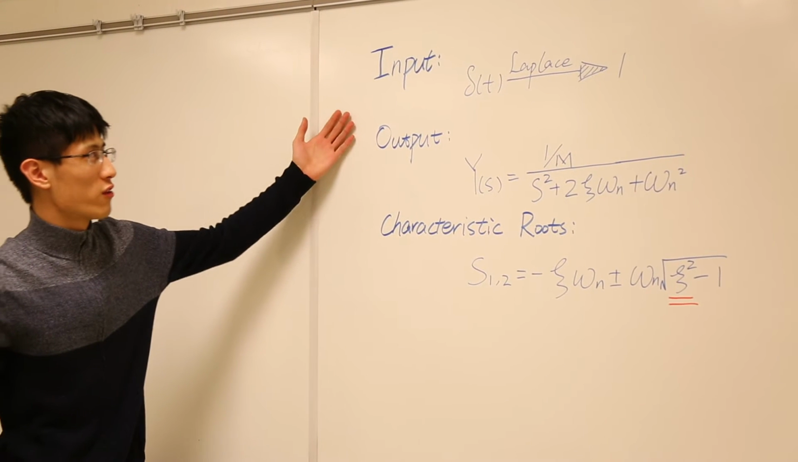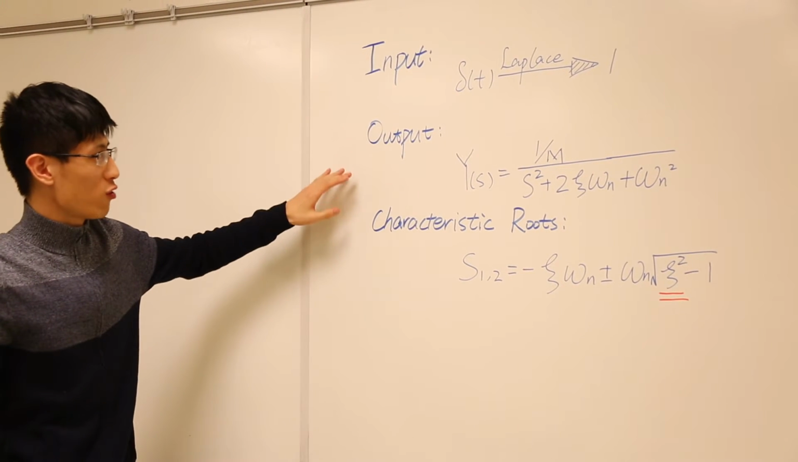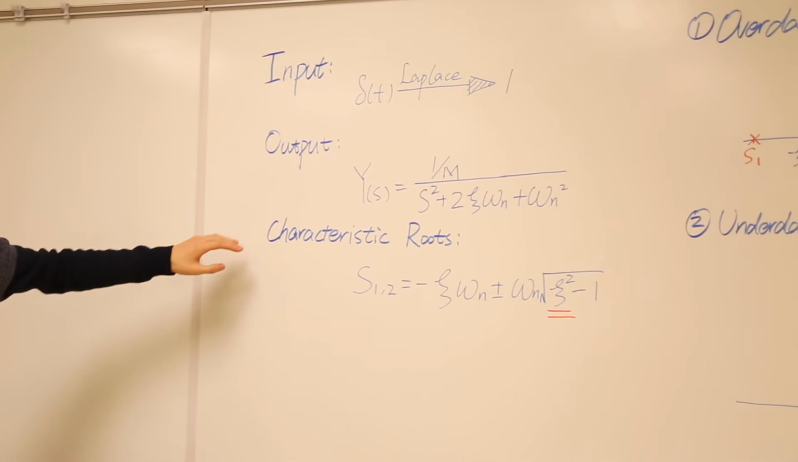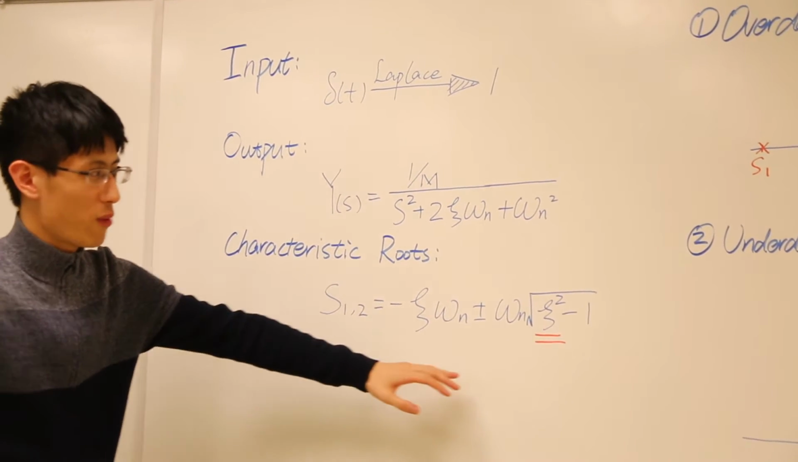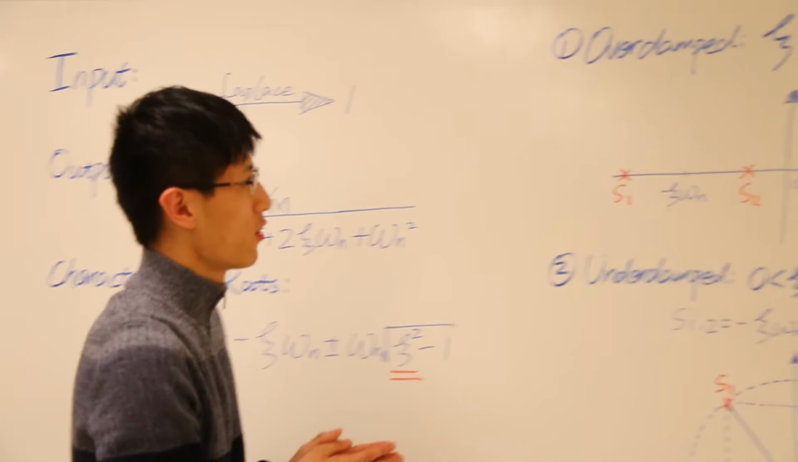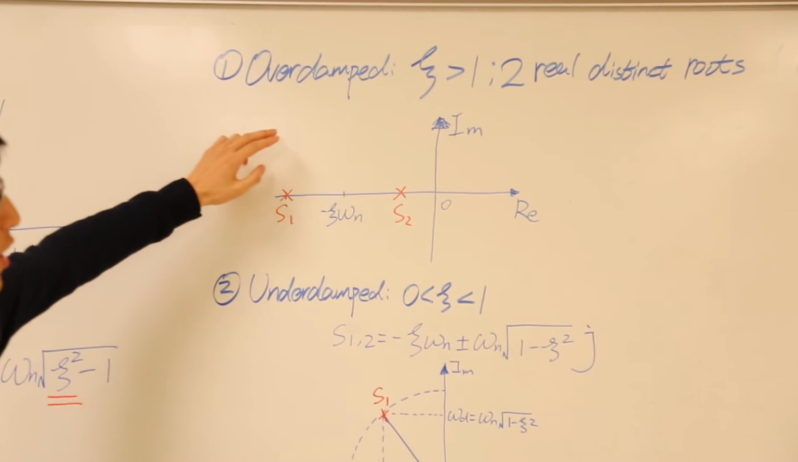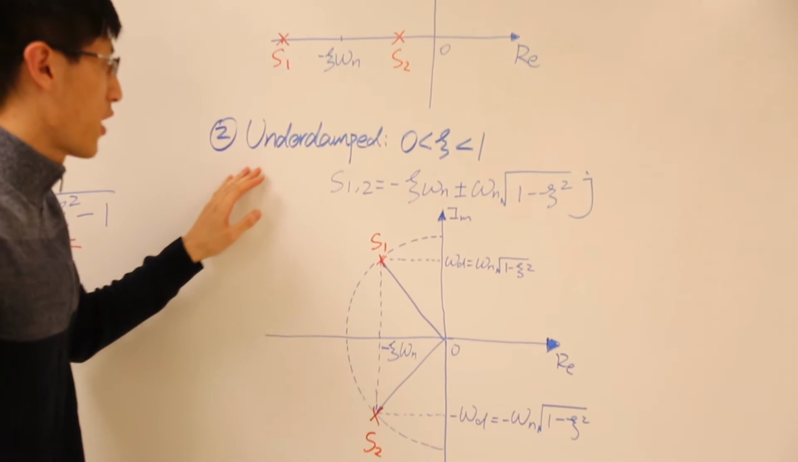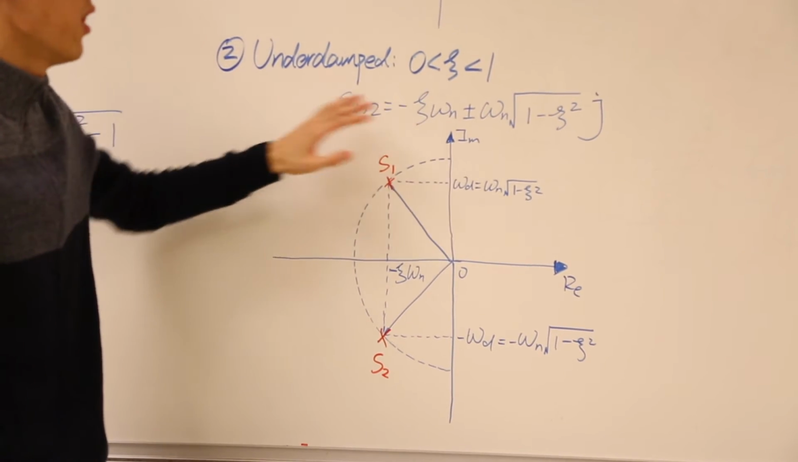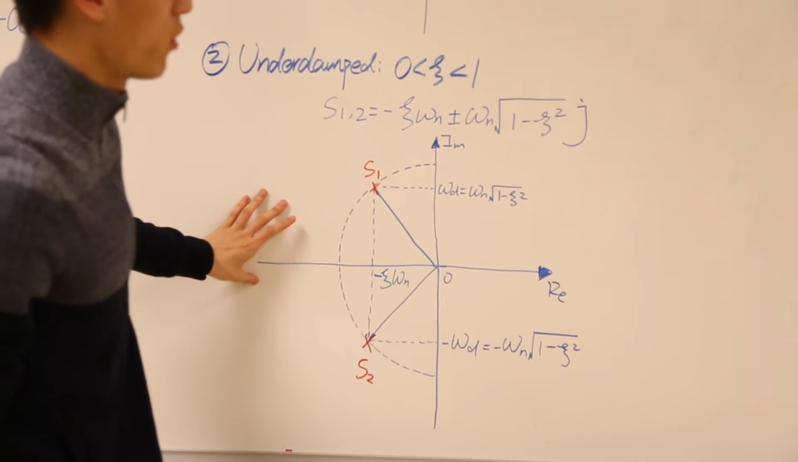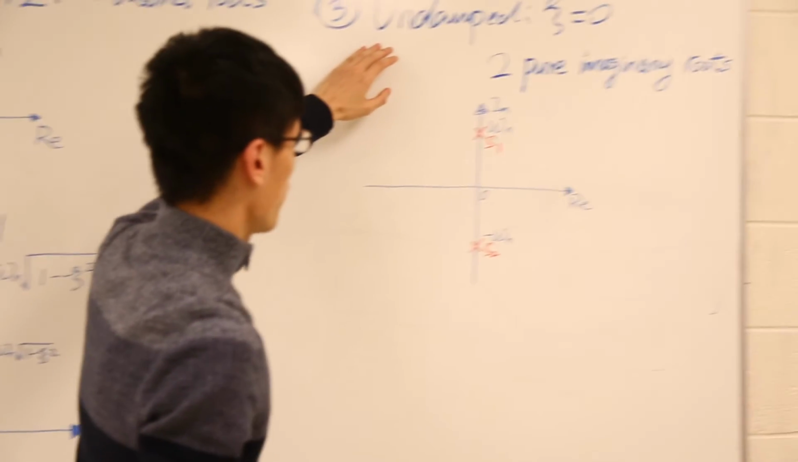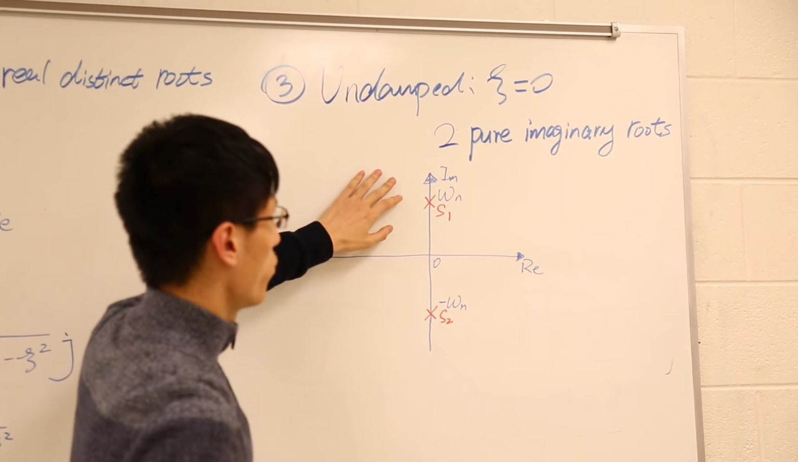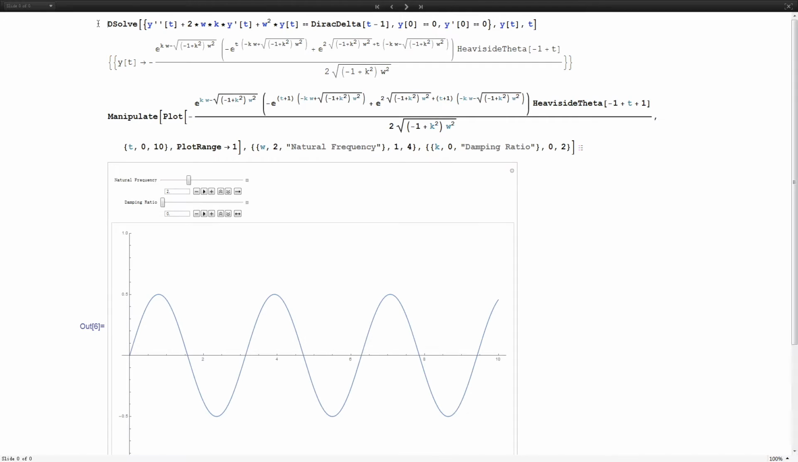We will first focus on the impulse response of the system. The output will simply be like this, and the roots depend on the damping ratio. So there are only three cases. The first one is the overdamped case, where xi is greater than 1 and we have two real distinct roots. The second case is the underdamped case, where xi is between 0 and 1 and the roots are shown in the complex plane. The third case is the undamped case, where xi equals 0 and we have two pure imaginary roots.